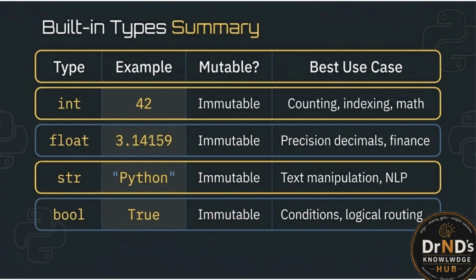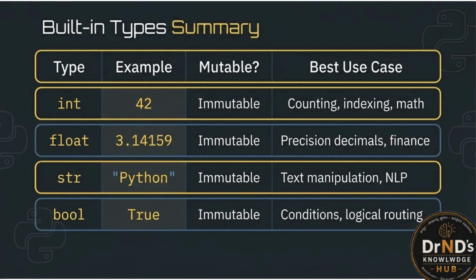The fourth data type is Boolean, represented as bool. Boolean values can have only two possible states, true or false. Booleans are used in decision making and logical operations. They help programs determine which actions should be performed based on specific conditions.